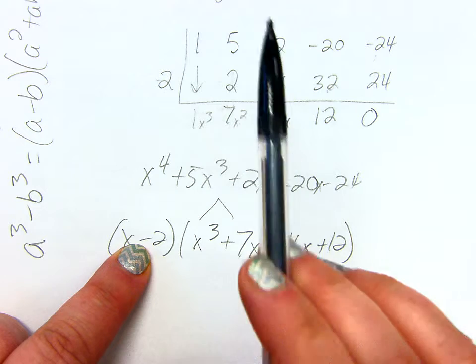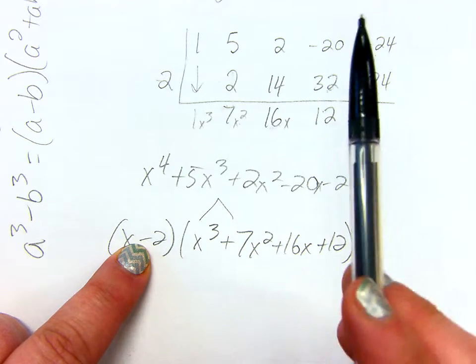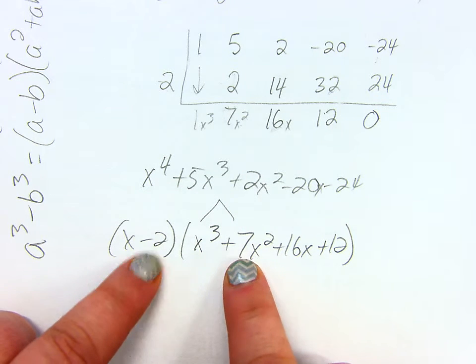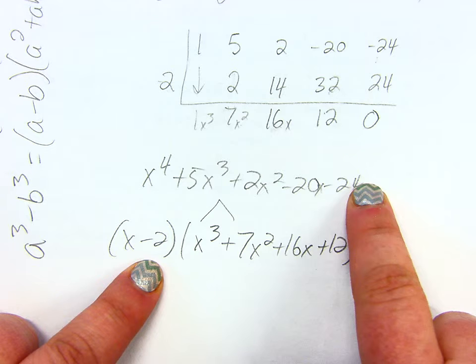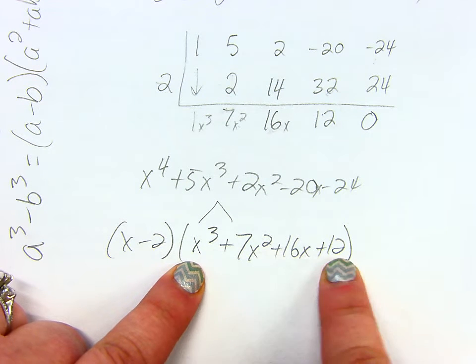So I've taken that big quartic polynomial and I've factored it into these two. So if I multiply these two back together, I get right back here. So I have one of my zeros. I know there's going to be 4 altogether. So I need to keep looking. So now I have this.